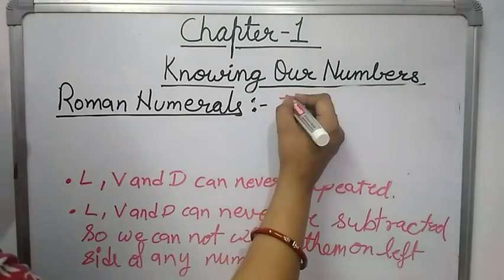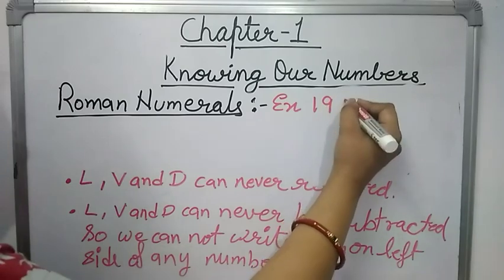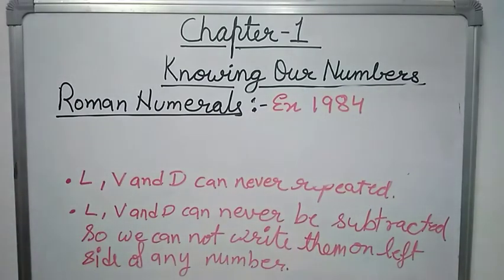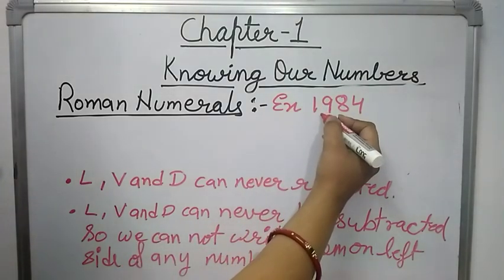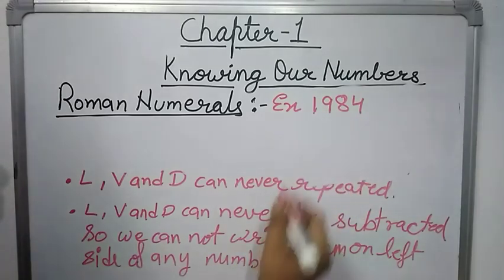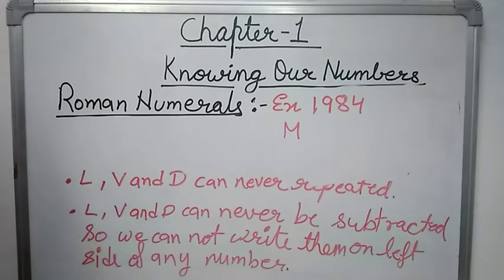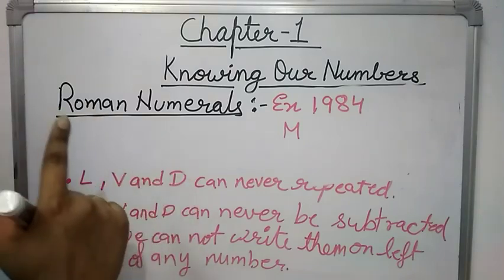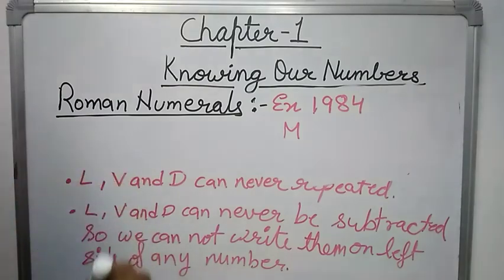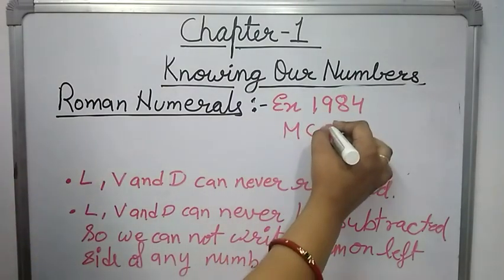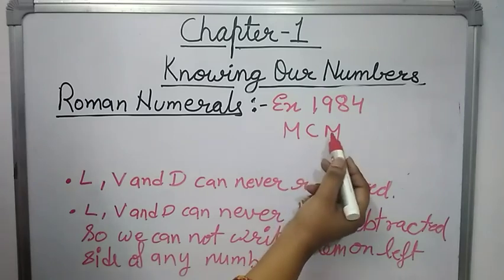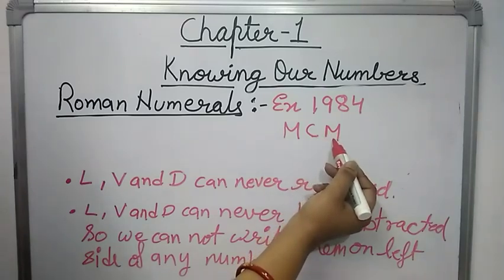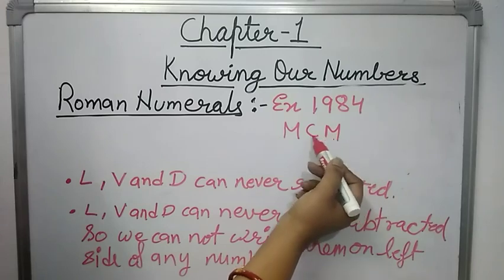Let's take one example. If we need to write down 1984 in Roman numerals, how will we write it? This is 1000. So for 1000 we have M. Then we have 900. For 900 we need to subtract 100 from 1000. So for that we will write CM. C is 100, M is 1000, so 1000 minus 100, this is 900.